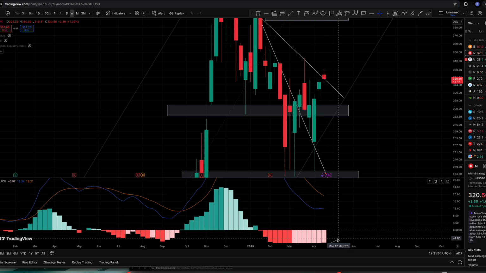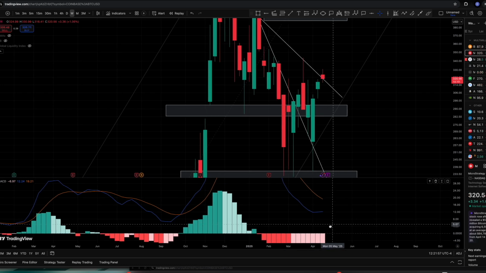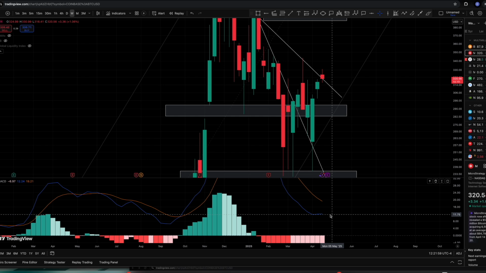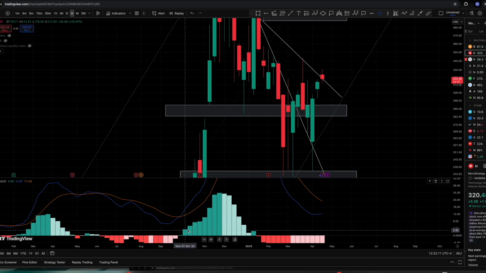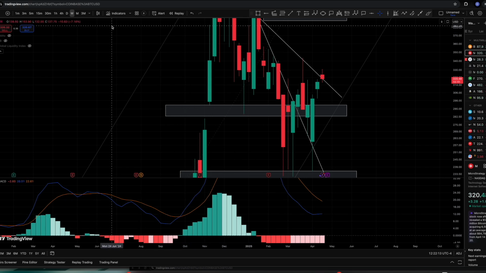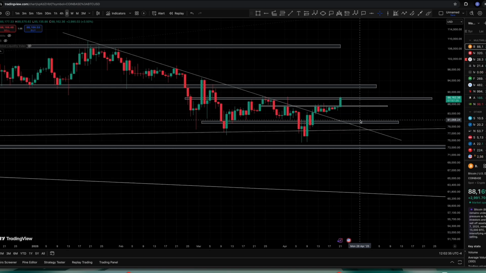And when you take a look at the actual blue line, it looks like we're starting to curl upward, because if you see my line is horizontal, you can see the blue line's actually slightly pushing upward. So this thing's starting to curl up. All we need to do is cross that orange, how we did here, and start to see some nice moves to the upside. I think we can definitely make a move higher.